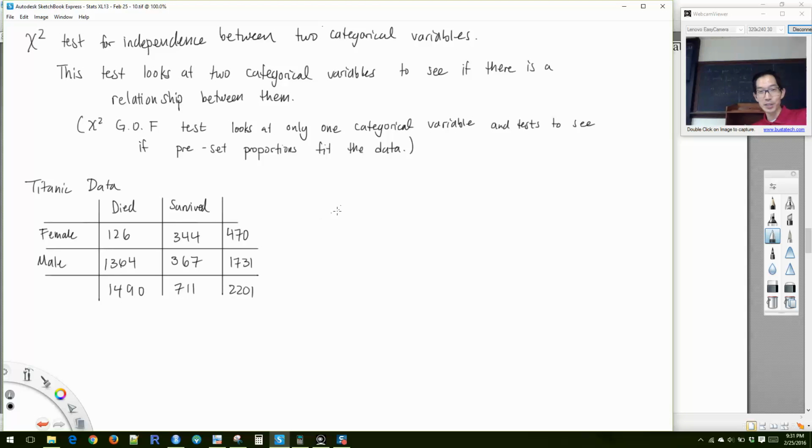But we can use statistics to say this is not a result of random chance, but rather that there was some effort put into something, okay?